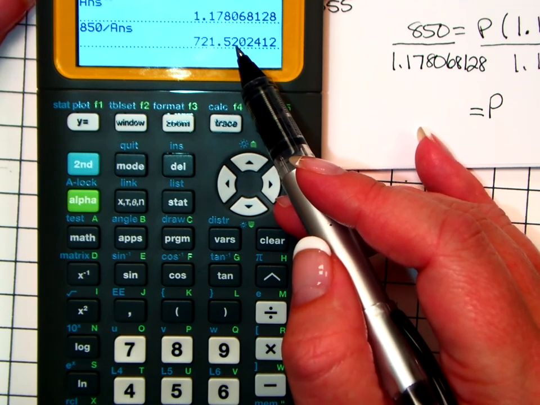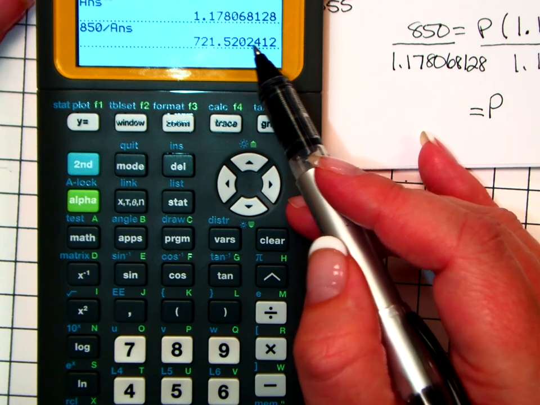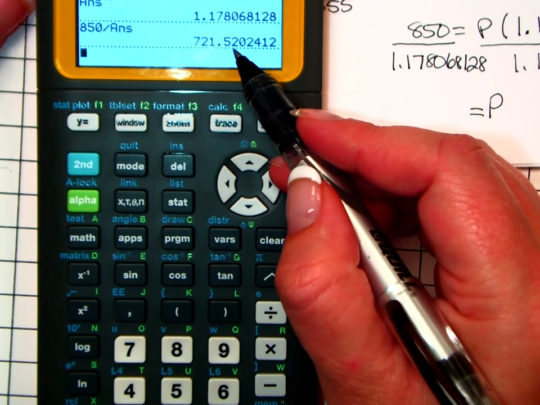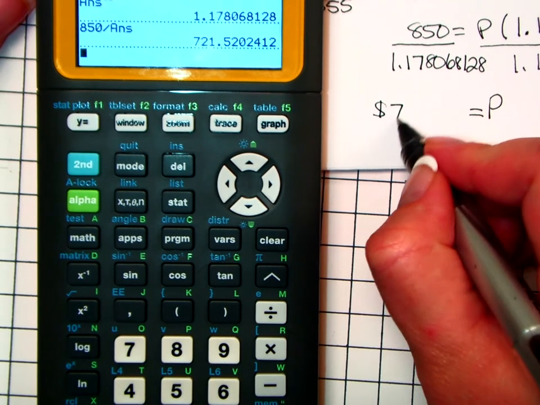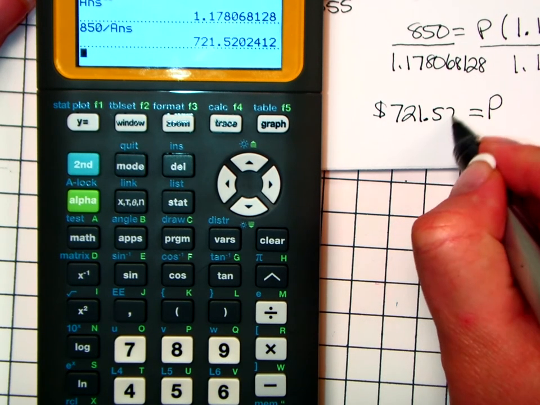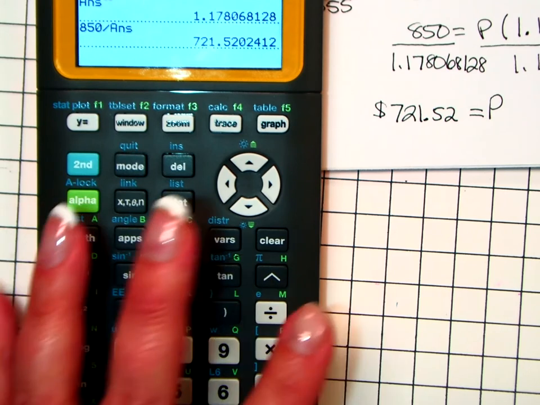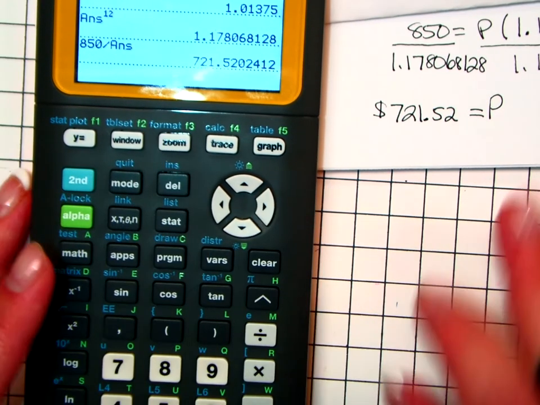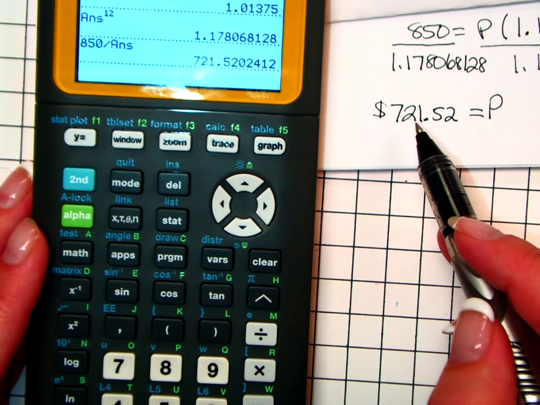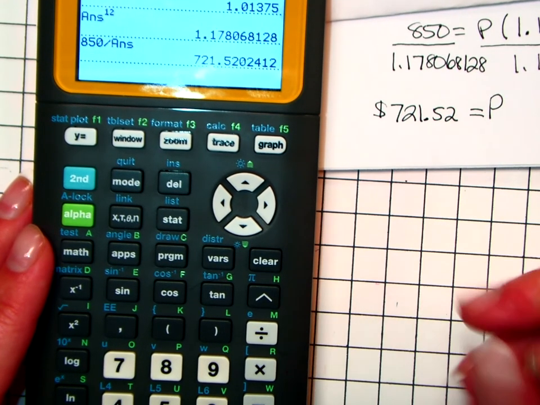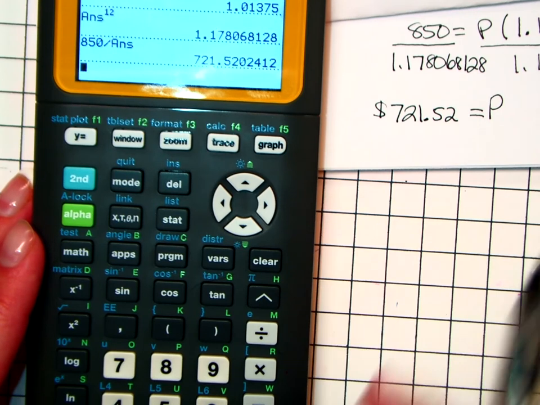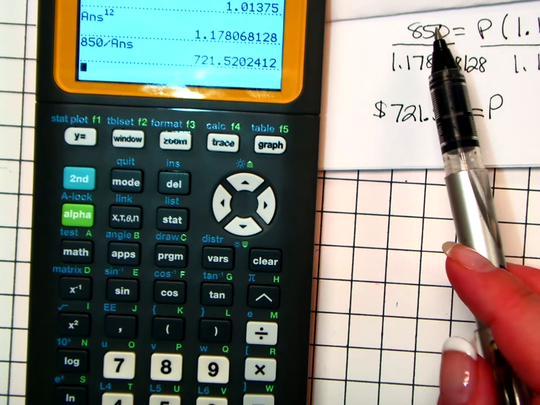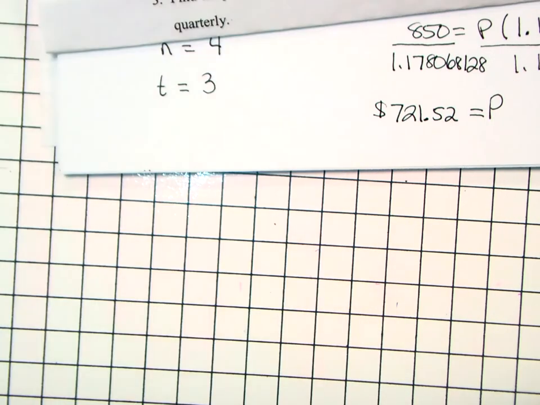So we have 52 cents right now. After the 52 cents, we have 0.02412, so that's less than half, right? So I'm going to leave it at 52 cents. I'm not going to round it up. So I have $721.52, right? That's how much we should invest today to get $850 in 3 years. So that's a pretty large investment, but it is a free 130 bucks in interest. And so if you put that in the bank today, under these conditions, in 3 years it'll grow to $850, right?